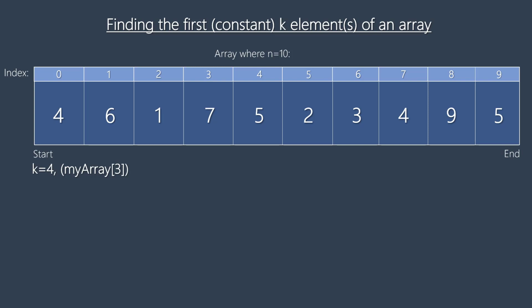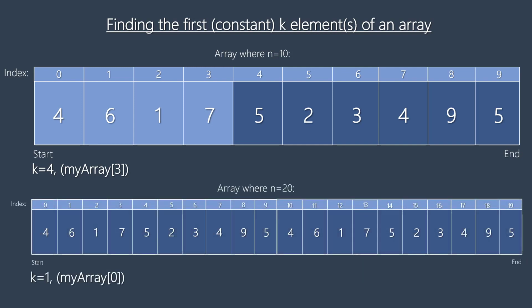A simple algorithm for this problem will be to iterate through the first k elements of the array and output each one. So for example, if we only had an array of size 10 and we're given that k equals 4, we just need to output the first 4 elements of that array. Now, for an array of size 20, let's say we're given k equals 1. We only have to output the first element of this array, and we're done.